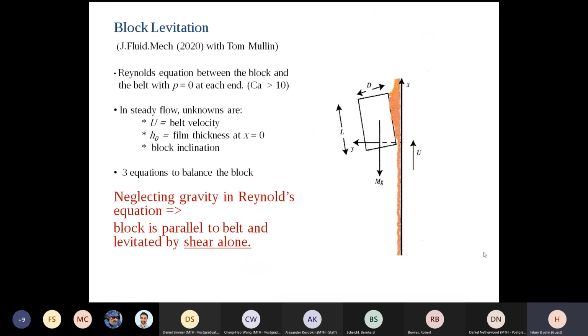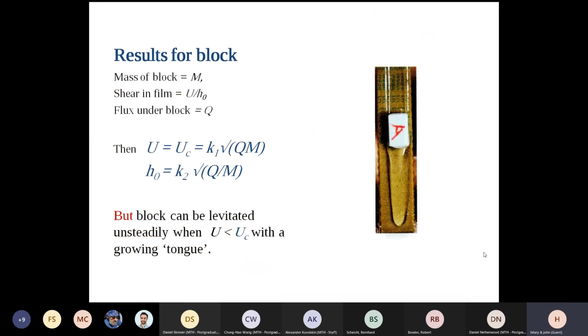Normally with lubrication, the pressure increases like 1 over the gap thickness squared, and you have strong pressures normal to the film. Here you don't have any pressure normal to the film, and it's only the shear force in the Reynolds equation that supports the block. And when you do that, you find the block has to be parallel, obviously parallel to the belt, and the small pressure variations combine with the viscous forces to give you zero torque.